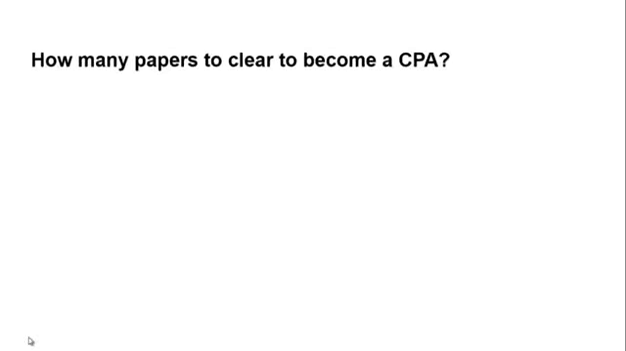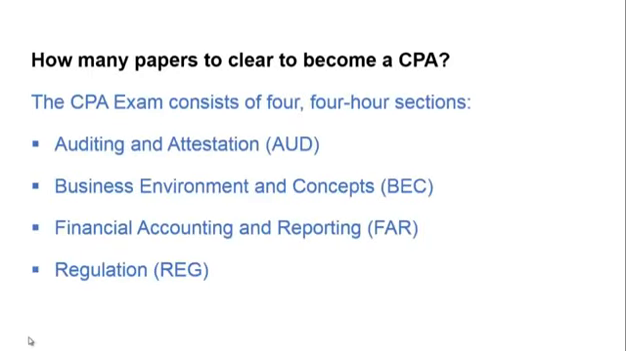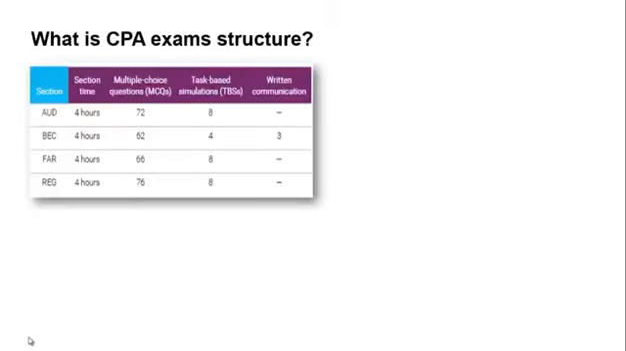Now, in terms of how many papers or sections a student has to clear to become a CPA, there are four sections, namely auditing, business environment, accounting, and regulation. Each of these papers has 4 hours of computer-based examination. In the exam structure, each paper has multiple choice questions ranging between 62 to 76. All the 4 papers have task-based simulations which are related to real-life scenarios, similar to case studies. In the business environment paper, there is also a section for 3 written communication essays.